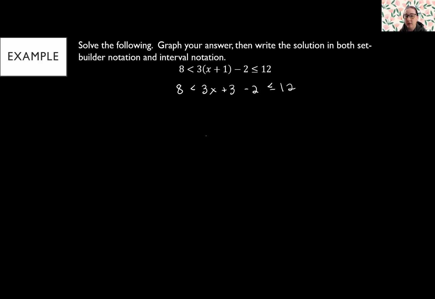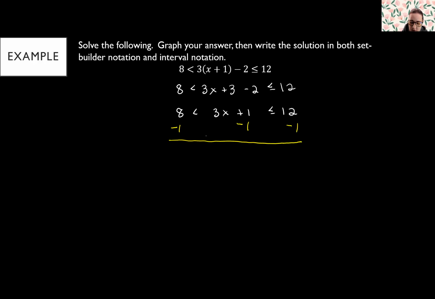Then I've got 3 minus 2 that I can combine. 3 minus 2 is 1. So I can add those like terms. So I got 8 less than 3x plus 1, and then less than or equal to 12. Now I want to do my adding and subtracting to get rid of the +1. So I'm going to subtract 1 to undo that plus. We do it to both the left and the right in addition to the middle. And we are not switching any inequality symbols because we're subtracting, not multiplying.